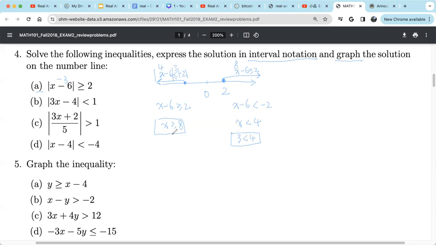So we have two solutions. Use interval notation, we go from the small one to the big one. So this one, x less than or equal to 4, we're starting from negative infinity up to 4, including 4, because 4 is okay, because we have an equal sign. So we use a bracket. Union, we use a bracket. X greater than or equal to 8, starting from 8 up to positive infinity.